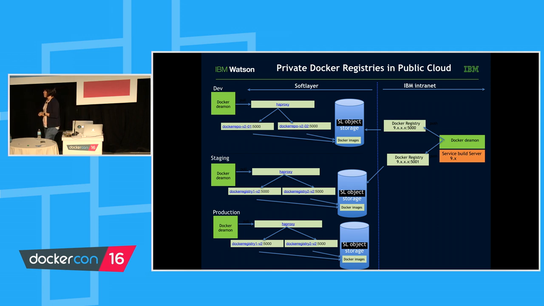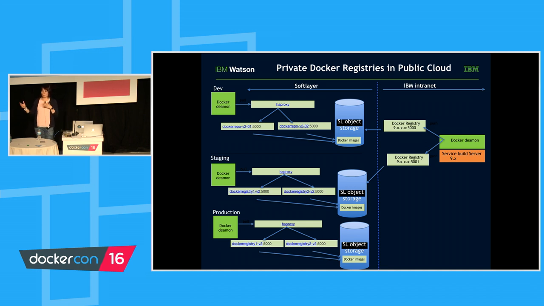So as I said, we're running multiple private Docker registries in our environment, and we have multiple cloud offerings based on the customer's need. We have a dedicated cloud offering, specifically one full stack of Watson services just for one specific customer. And we also have a public cloud offering. Specifically, this picture is of our public cloud offering.